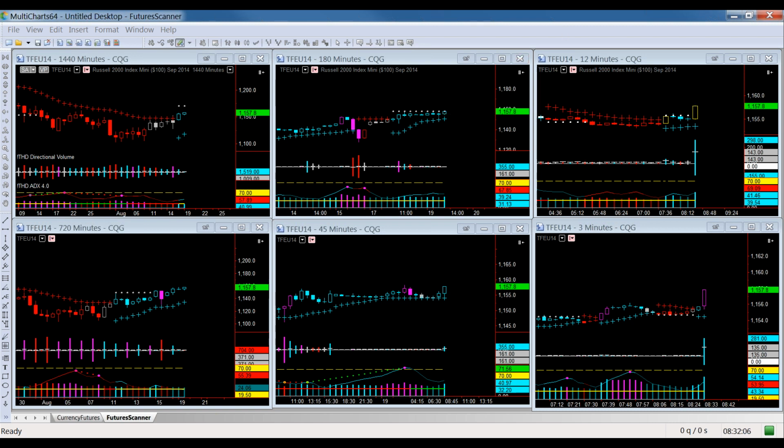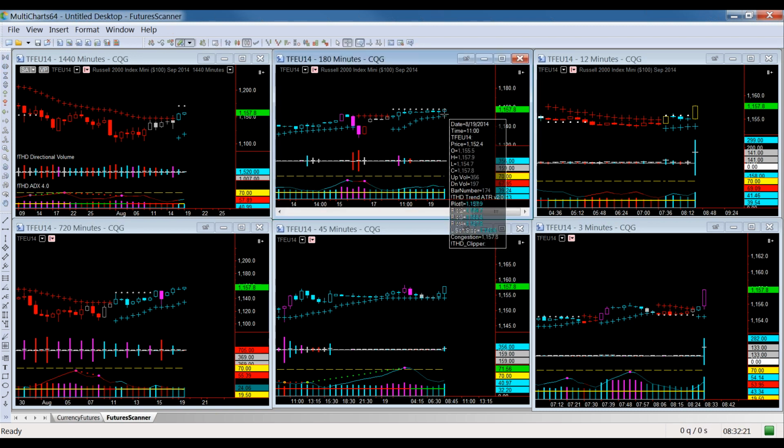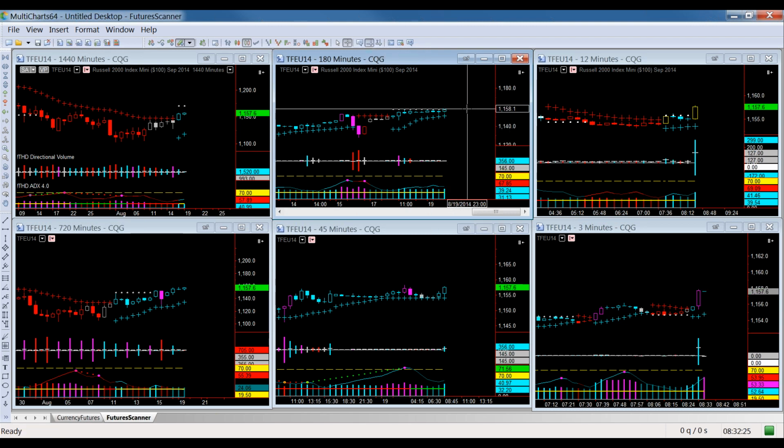A 180 minute is 3 hours, so there's room to move. It's not room to move if it's right at the ATR or the congestion dot. In this case, it's right at the congestion dot. So basically, you have a congestion dot at 1158.1. Price is at 1157.9. So yeah, you got 3 ticks to move.